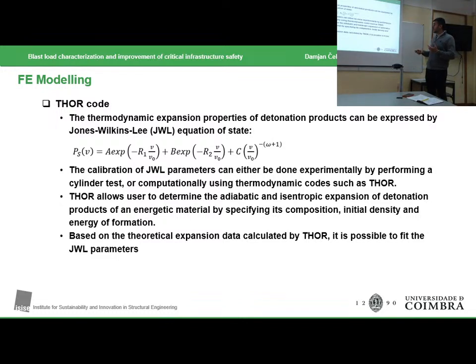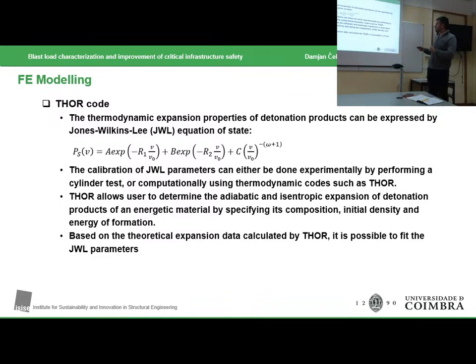So how do we calibrate this empirical Jones-Wilkins-Lee equation? As we can see, it has 5 parameters. So how do we choose the 5 which represent the real situation? We can either calibrate this equation using experiments, so using cylinder tests, or if we don't have access to cylinder tests, we can use something called thermochemical codes.